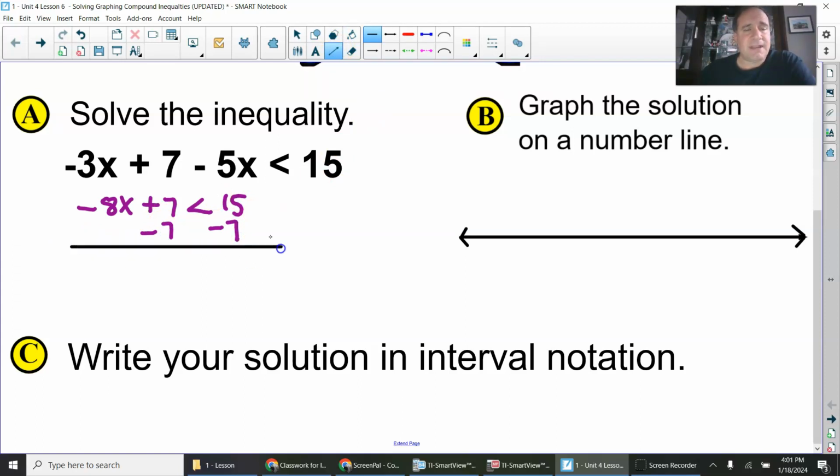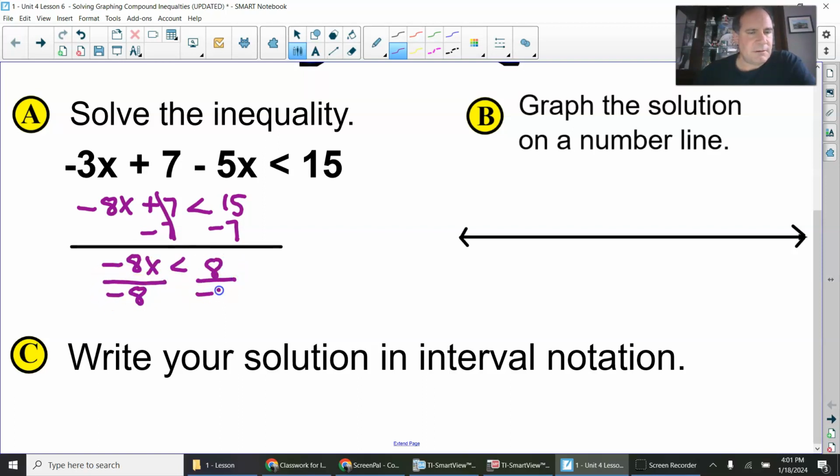This is negative 8x. You see it right there. You bring down the negative 8x. This right here is 8. And then you divide by negative 8 on both sides. Once you divide by that negative, that's when you flip the inequality symbol and you get negative 1. X is greater than negative 1.